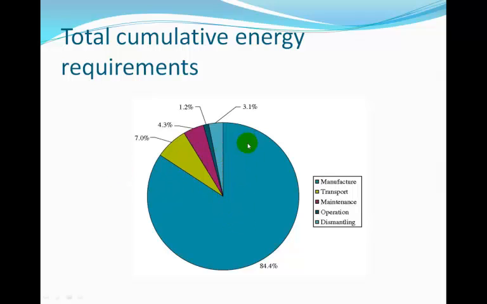So as you can see, the manufacturing process takes 84.4% of the energy requirements, and then you have transport next, and then maintenance, and then dismantling and operation.